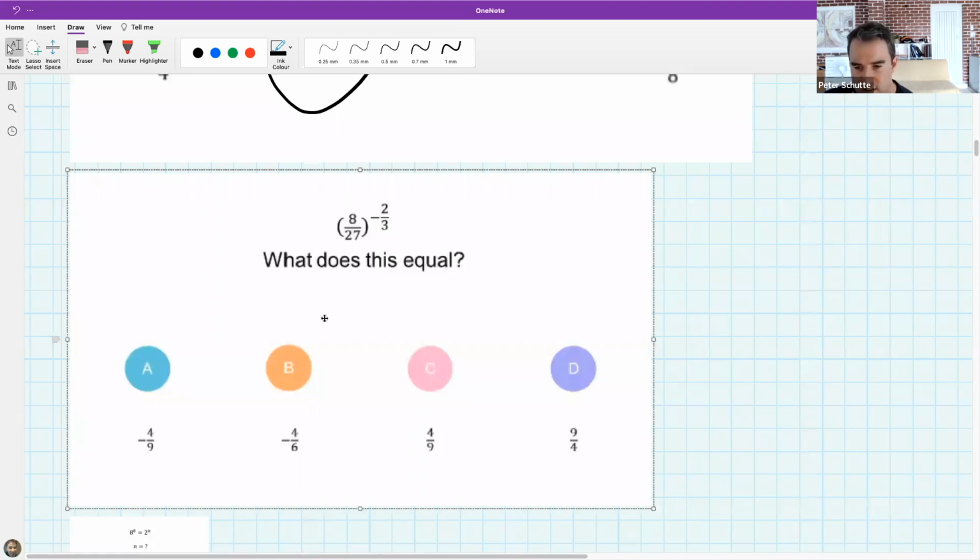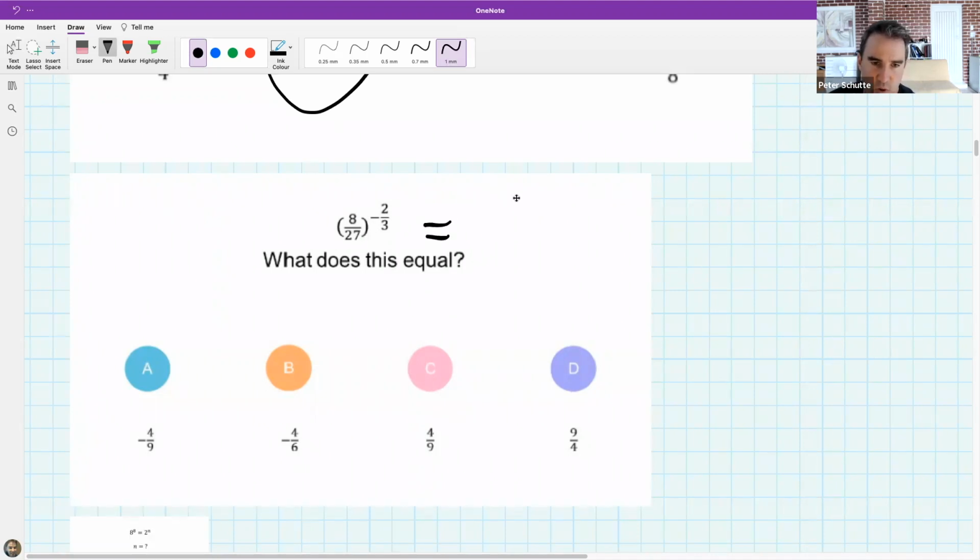So can I suggest, Tandoletu, in this question, focus on the 8 and 27. What can you do to the 8 and what can you do to the 27 that you've done before that might help you deal with the minus 2/3? It's quite hard to raise to the power of minus 2/3 just in your brain. So think about what you can do with the 8 over 27.